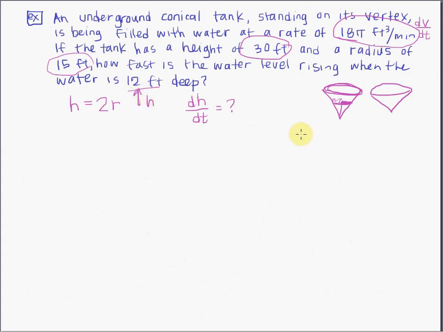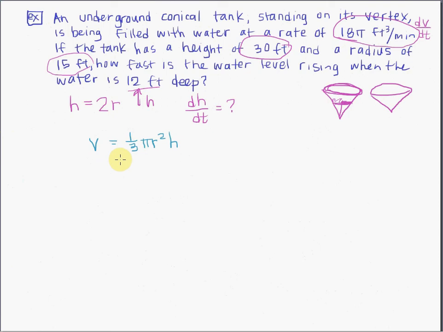Okay, so we need something to relate these together. So we're going to take the volume of a cone. The volume of a cone is equal to 1/3 pi r squared h. Now, we don't know how yet, we're going to learn this more. You'll learn how to derive this formula using integration later on.